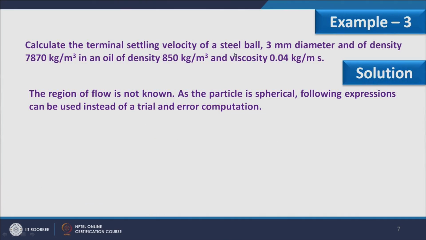If you see this particle, we are considering a steel ball, so that can be considered as a spherical particle. In this problem also, the region in which the particle is falling is not known. However, as the particle is spherical in shape, we can use the direct method using Galileo number instead of the trial and error method, which we used in example 2.